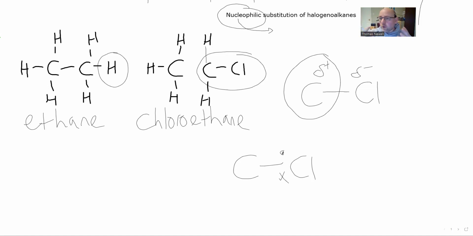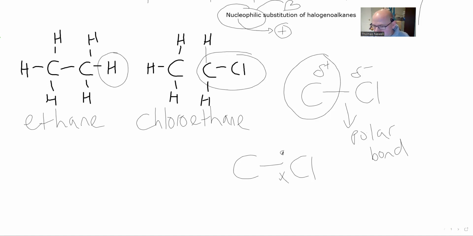means nucleus, and a nucleus is very positive. It contains lots of protons, and it doesn't have any electrons, just protons and neutrons, so it has a positive charge. And phile means love. So nucleophiles, which are the reagents we're going to be looking at that attack halogenoalkanes, love positive charge. So this polar bond that we find on halogenoalkanes makes them susceptible to attack from a group of substances called nucleophiles, which love positive charge.